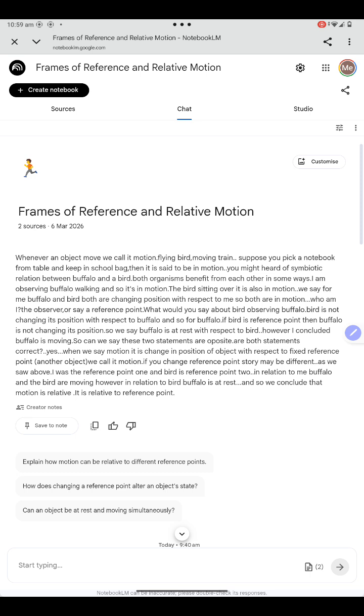We are here to observe what is happening during the movement of the buffalo. When the buffalo is moving, the bird is sitting on the buffalo, so both of them are moving and both are in motion. So we are standing on the ground. However, if you take the bird as an observer, then what will happen? The bird will say that it is not moving with respect to the buffalo, it is at rest with respect to the buffalo, so both bird and buffalo are at rest.